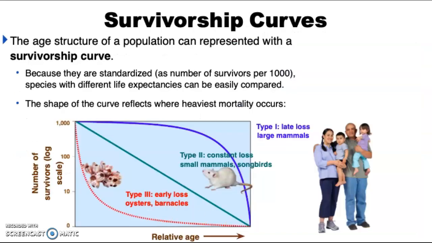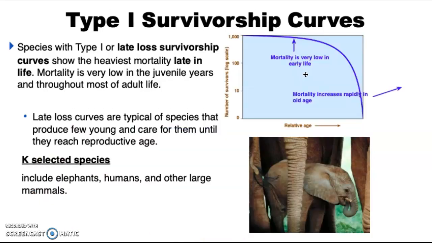When we look at how species survive, we call those survivorship curves. And we can compare across because we're looking at the number of survivors per 1,000 individuals. So we're not going to look at all of the individuals in that population. We'll take it by 1,000 so we can compare them. So we have type 1, 2, and 3.